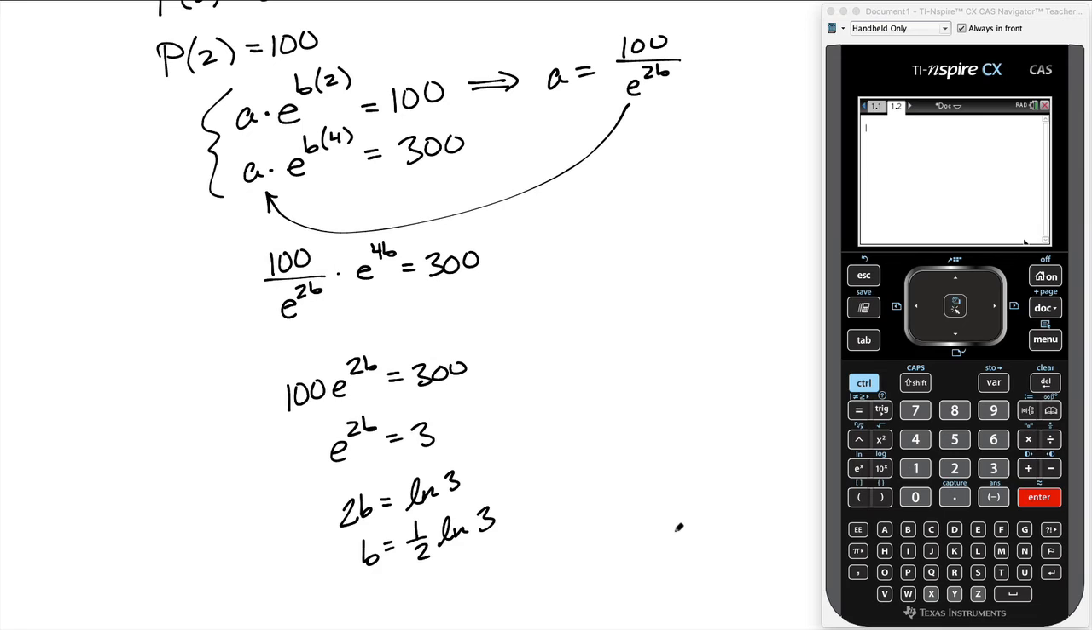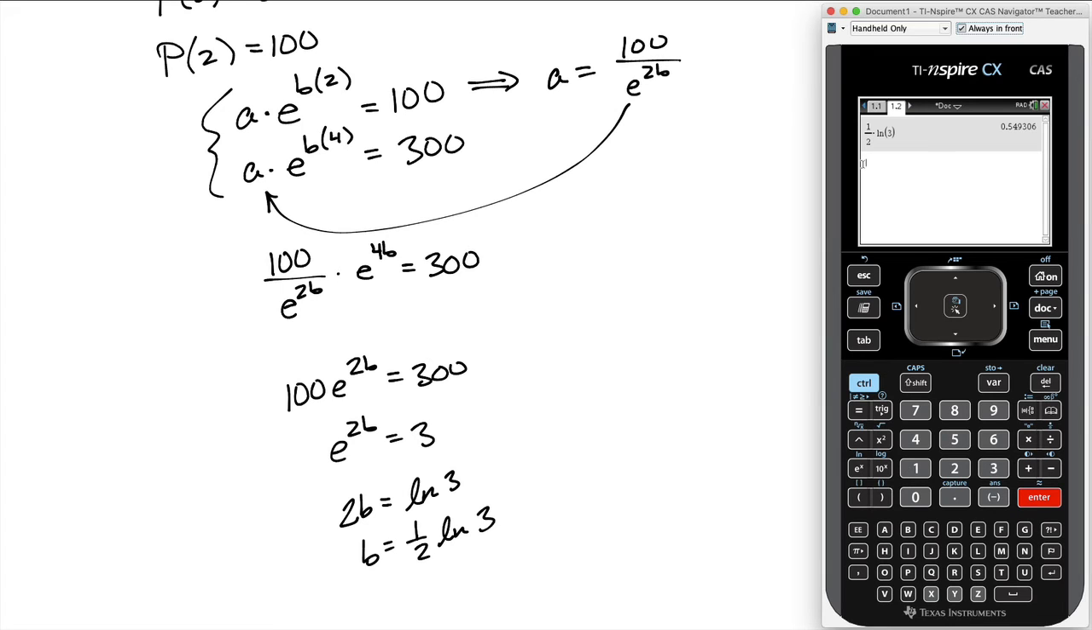Now I can go ahead and plug this into the calculator if I'd like. So 1/2 times the natural log of 3. And I can get a decimal for that. This is an approximation, of course. So I can use that decimal, or I could just use this exact value.